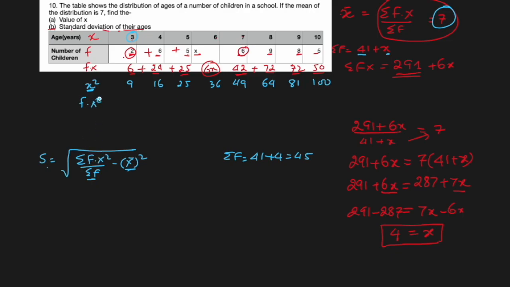Now I need fx square, so this x square will multiply with f. 9 times 2 is 18. 16 times 6 is 96. 25 times 5 is 125. 36, and now x is equal to 4, so 36 times 4 will be 144. 49 times 6 is 294. 64 times 9 will be 576. Let me confirm: yes. 81 times 8 will be 648. 100 times 5 will be 500. Now we have to find sigma fx square. That means add all of them.